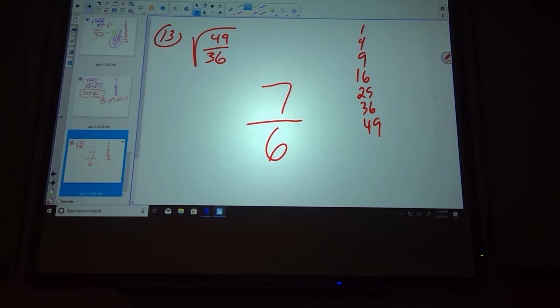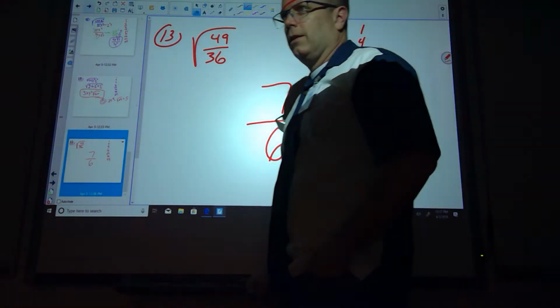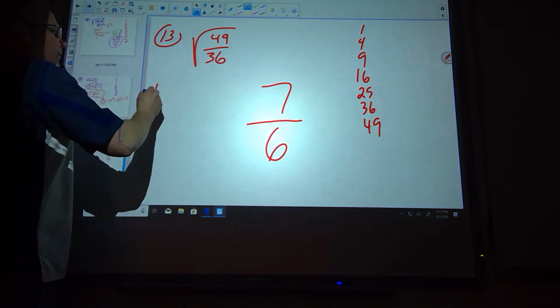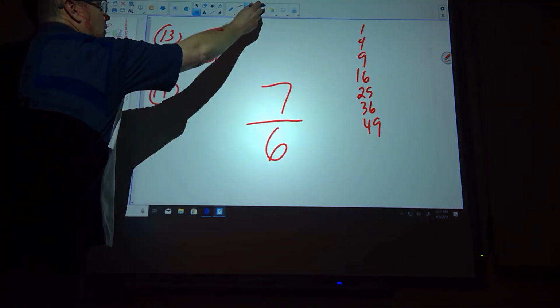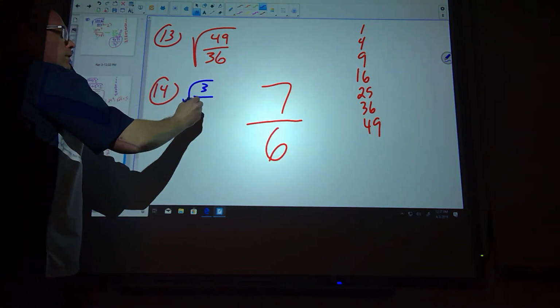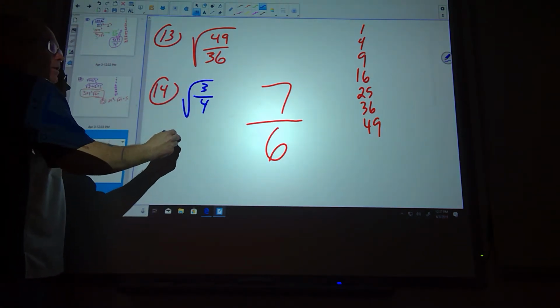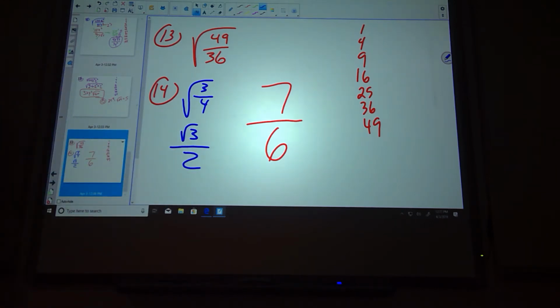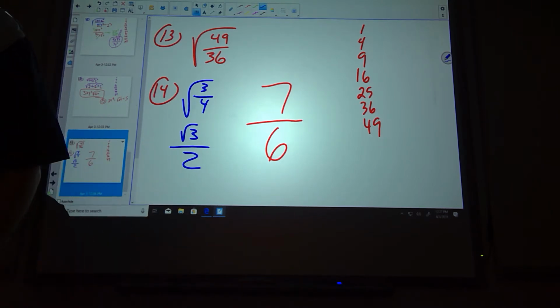Anything else off that very front page? Just to double check. 14? Yeah. What is that? Root 3/4? Hey, what's the square root of 4? 2. So I get square root. Done. Yeah, that's it. You do nothing with the square. Okay. Done. Turn the page.